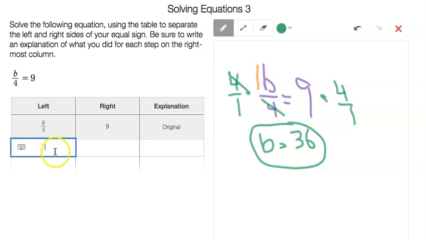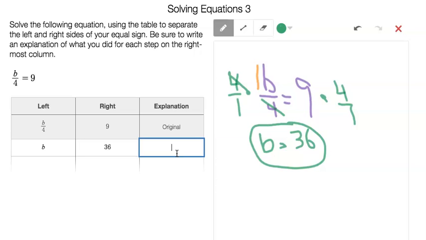So what I'm going to do here is I'm going to type up my thinking. That way, if you're over here, you may not have the sketch pad, but you can still let the teacher know what you did. So B divided by 4 is simply B. And what was 9 times 4? If you said 36.